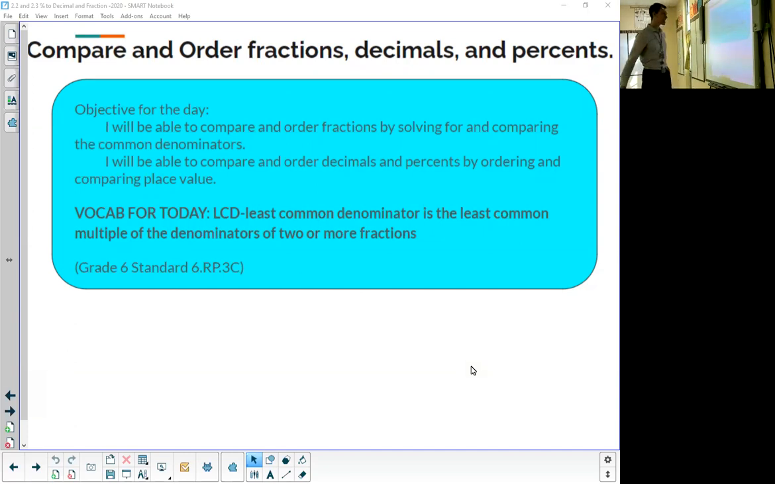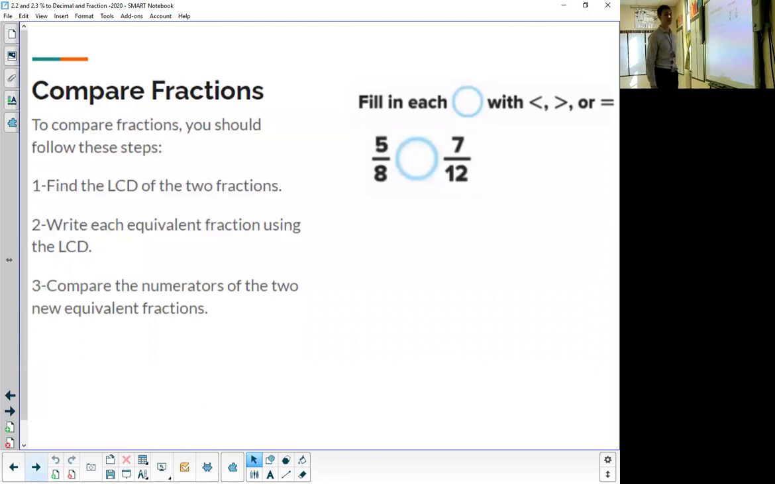So the vocab for today is LCD, the least common denominator. I'm sure a lot of you are familiar with it, but it will help us when we compare multiple fractions with different denominators, like this one right here. So when we're comparing fractions, we should follow some steps. We have 5/8 and 7/12.